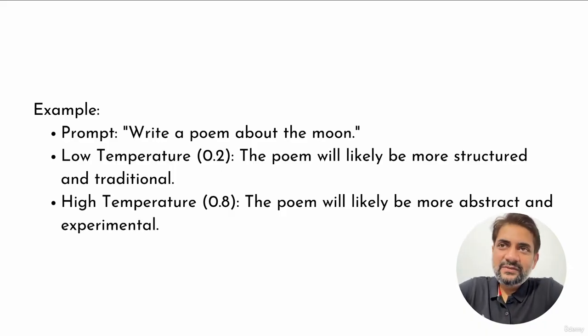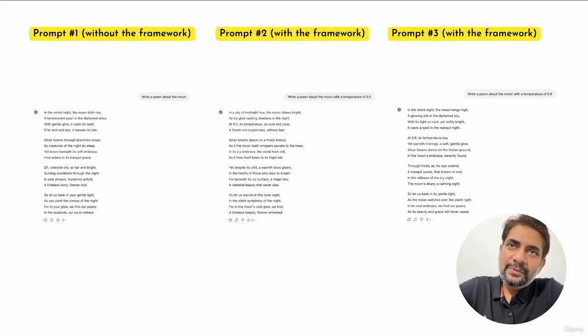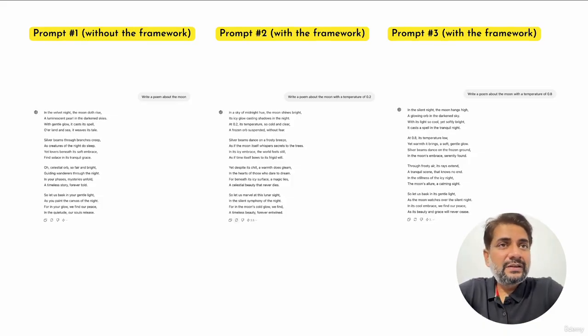Let's see it for ourselves. So this is prompt 1 without using any temperature: write a poem about the moon. Prompt 2 is write a poem about the moon with a temperature of 0.2, and write a poem about the moon with a temperature of 0.8. Now if you read these 3 different poems, you will see what difference it makes when we added a temperature of 0.2 and 0.8.